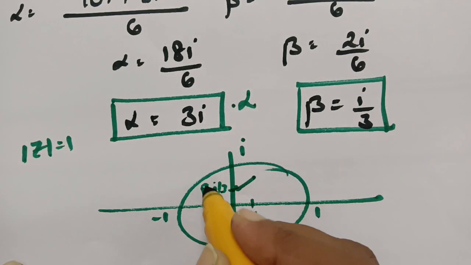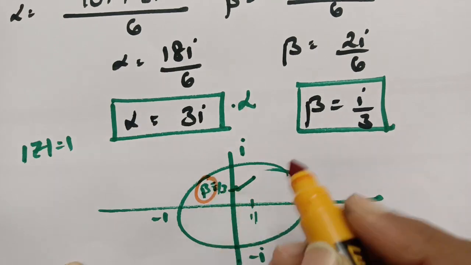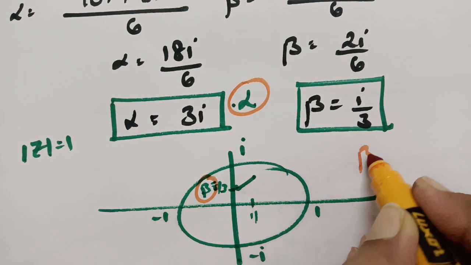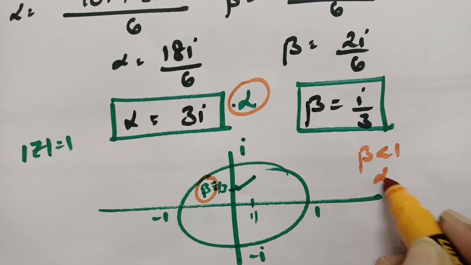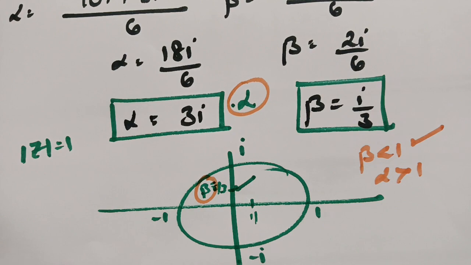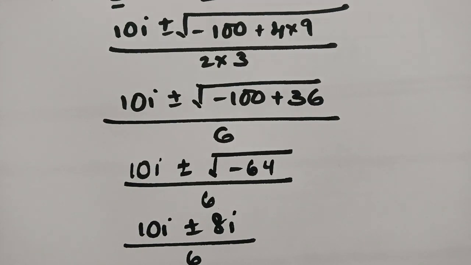So beta is inside the given circle. The interior pole is beta and the exterior pole is alpha, as beta value is less than 1 and alpha value is greater than 1. So we have to find the residue for this pole, which is i by 3.